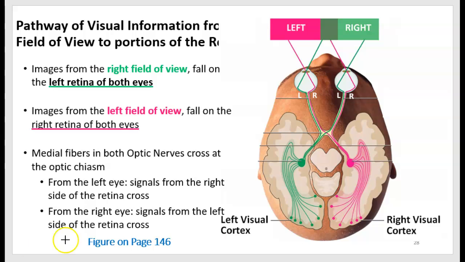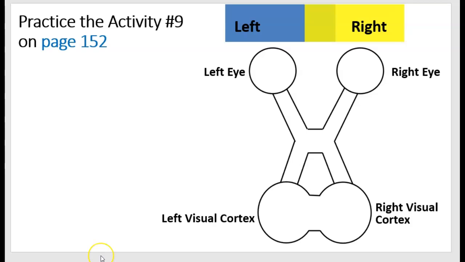So just to practice understanding that, you have this activity on page 152, and it's a highly schematic diagram which asks you to draw the light rays from the left field of view into the eye, through the optic nerve, through the optic chiasm, and to the visual cortex, and to do the same from the right eye. The answer is on the next page, but if you want me to do it with you again, I can do it with you on this blank sheet. It's up to you. You can stop now and try it on your own and just look at the answer.